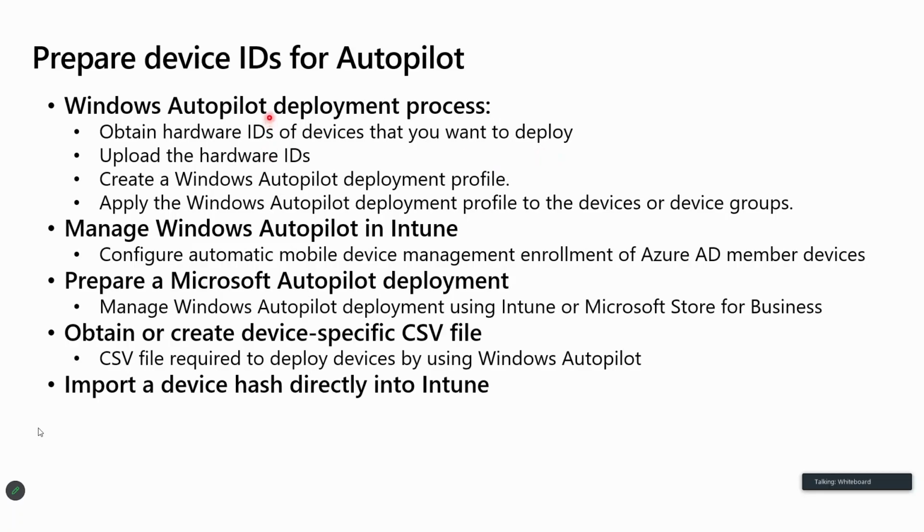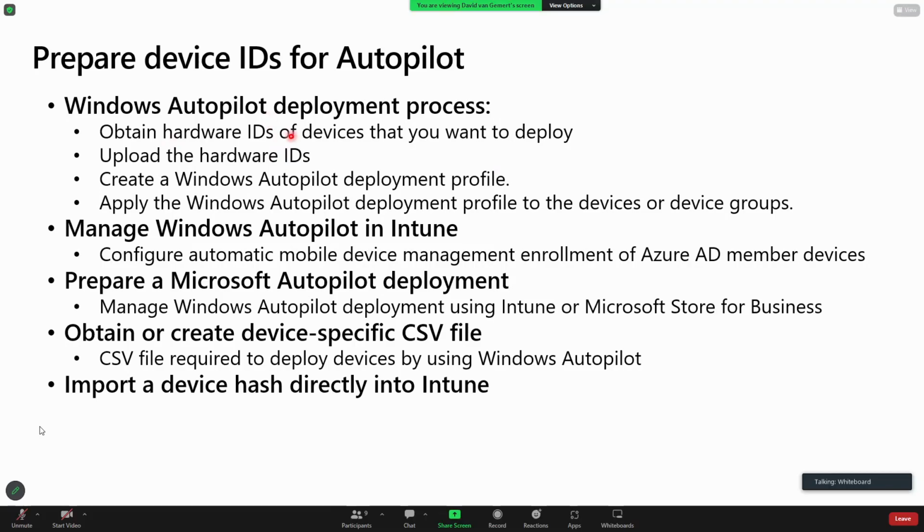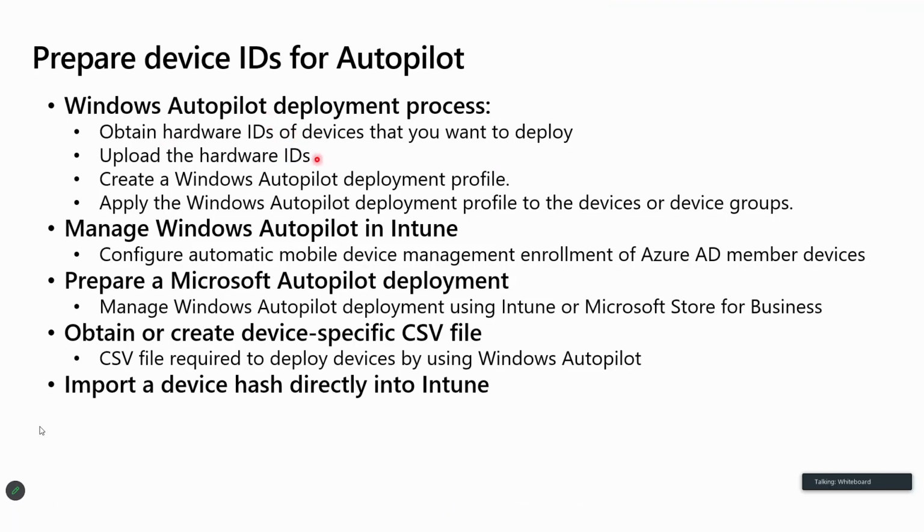So they mention here, Windows Autopilot deployment process. Obtain your hardware ID of the device that you want to deploy, upload the hardware ID into your tenancy, create a Windows Autopilot deployment profile, apply the Windows Autopilot deployment profile to the devices or device groups. So managing autopilot in Intune, configure automatic mobile device management enrollment of Azure AD member devices.